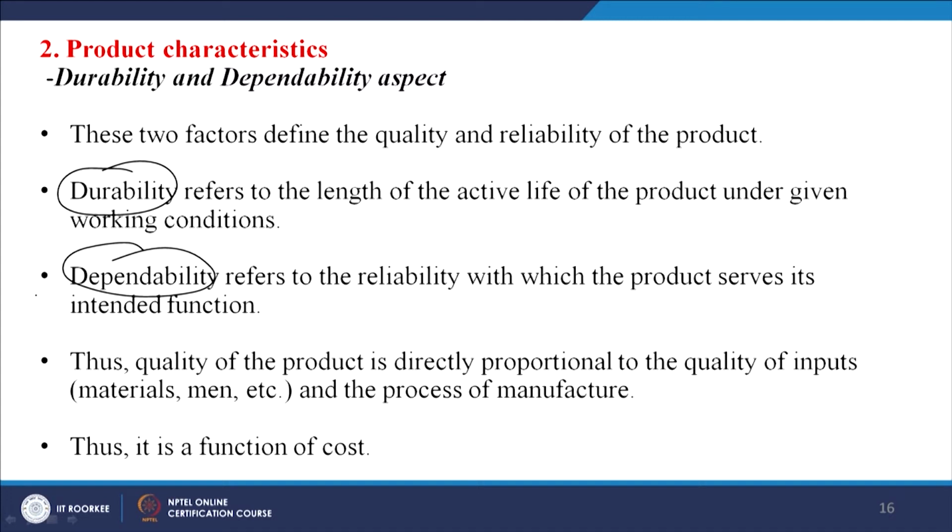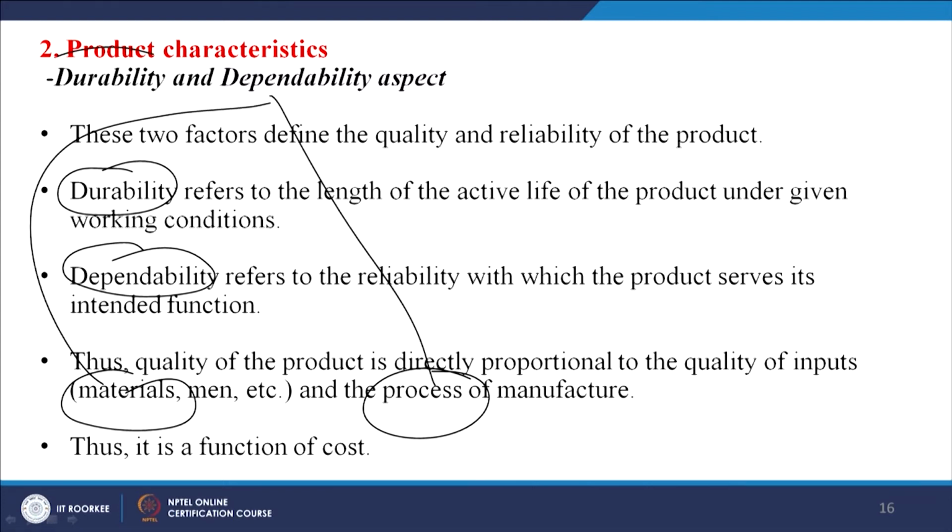Thus quality of the product is directly proportional to the quality of inputs and the process of manufacture. So two things the designer must take into account: the materials and the process of manufacture. Why? Because both are going to affect the durability and dependability of the product. Thus it is a function of cost. So therefore the durability and dependability aspects are also related to cost.